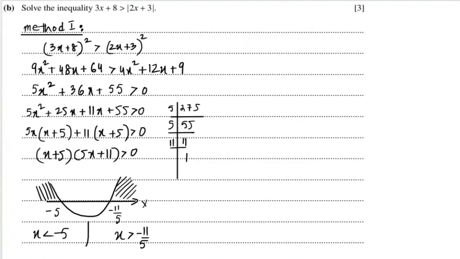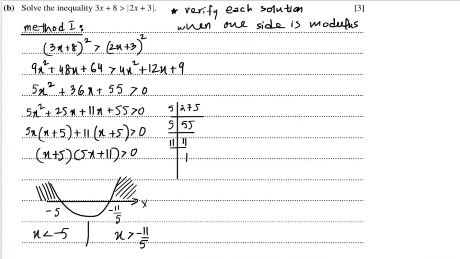Reason being, you can even write a tiny note: you need to verify each solution when one side is modulus. So keep that in mind. I'm going to test a value. Let's verify x less than minus 5. Can you think of any value which is below minus 5? Let's say minus 6. I'm going to test my actual modulus inequality which is given.